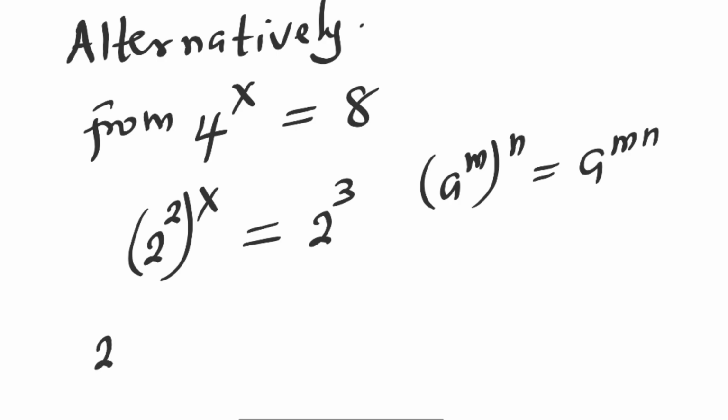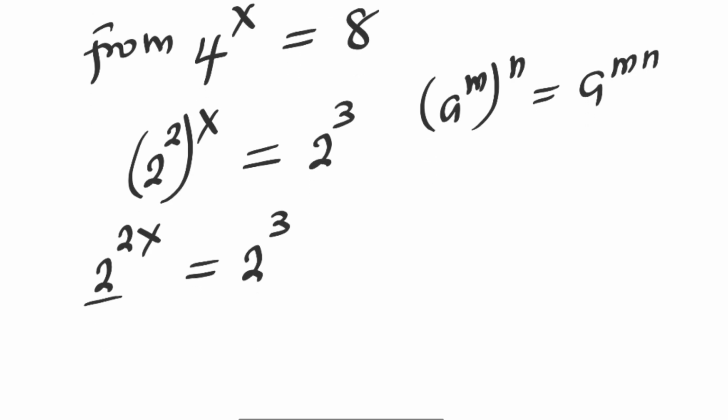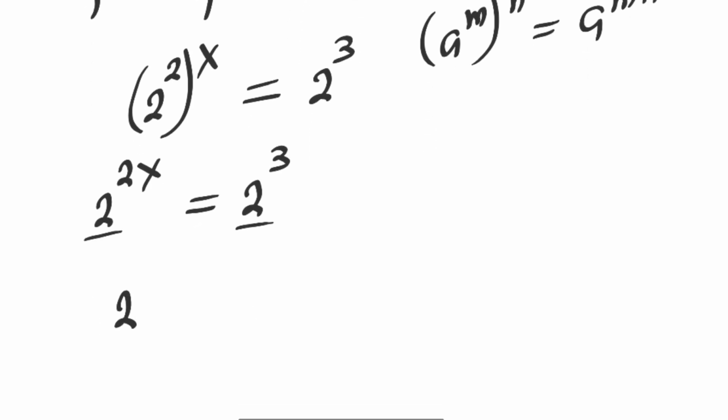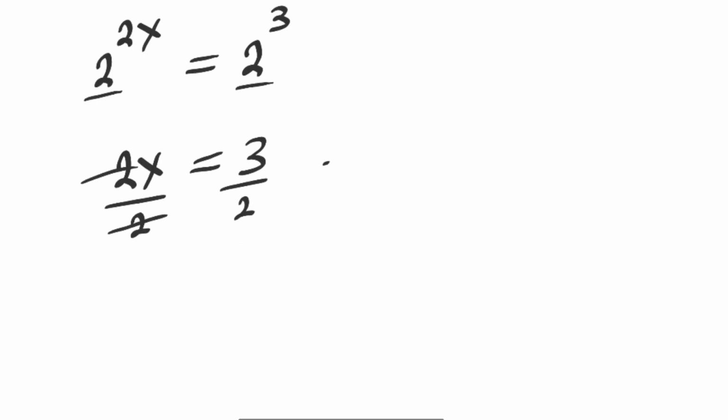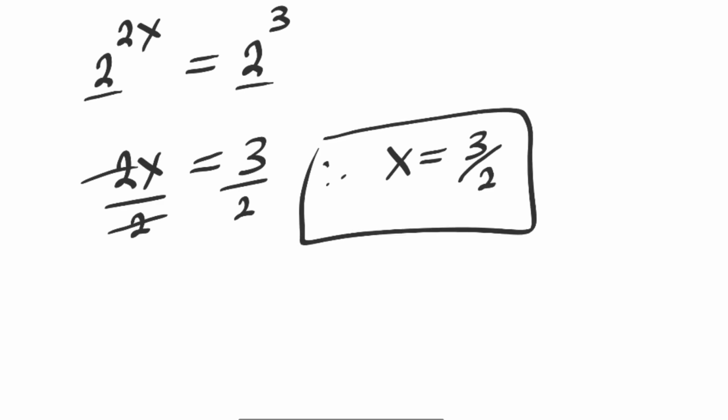Here we have 2 raised to power 2x is equal to 2 raised to power 3. Because of the same base 2, 2x is equal to 3. We are looking for the value of x. This divided by 2, this divided by 2. These 2 cancel these 2. Therefore, x is equal to 3 over 2. This is the final answer.